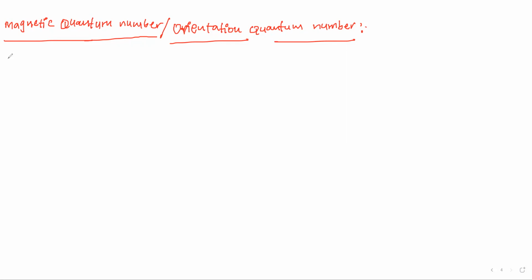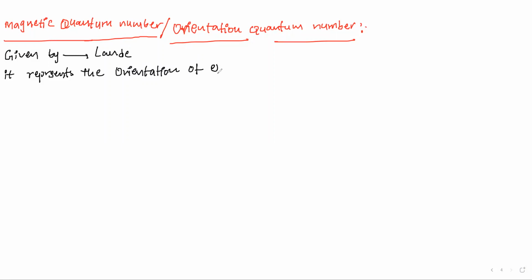So this was given by the scientist Lande. It represents the orientation of electron cloud, that is nothing but orbital.